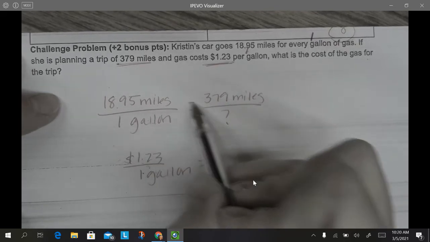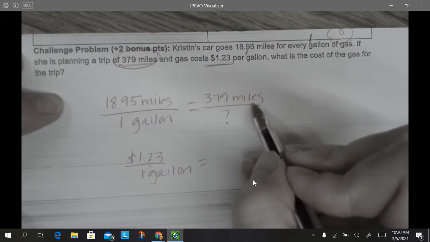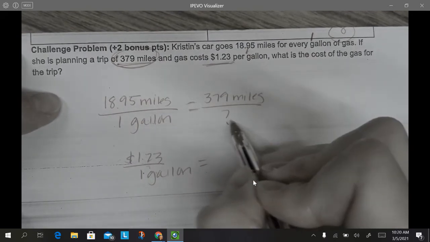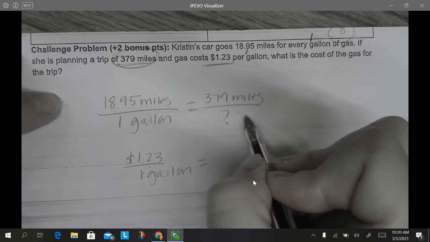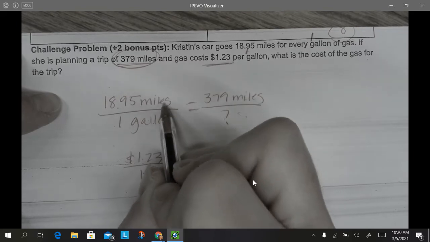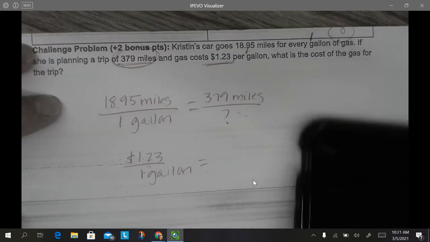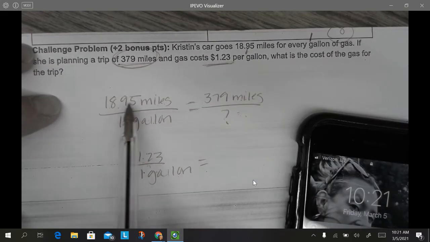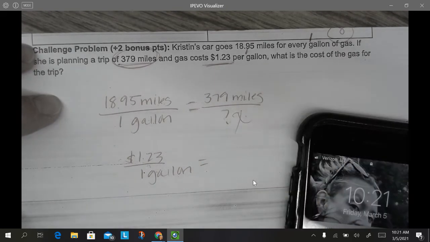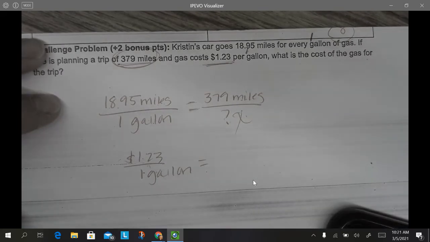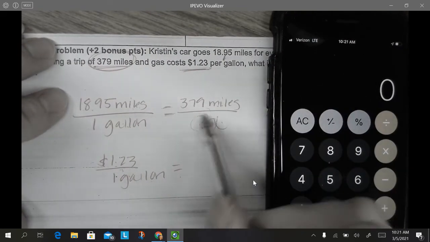And I'm going to set it equivalent to what they tell me her trip needs to go to. So it's 379 miles, and I need to figure out how many gallons of gas this will be. As long as you take your units, which are miles, and keep them at that same level, at the top, you can always set up an equivalent ratio. Now I have 18.95 over 1 equals 379 over something. This is like your unknown, like your x value. So go ahead and get out your calculators, and you want to cross multiply and divide, because anytime you do that with fractions, it'll give you this answer right here.